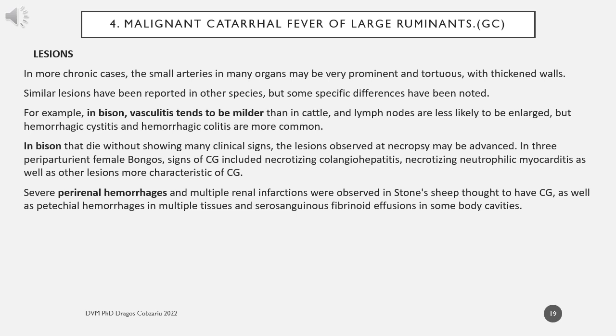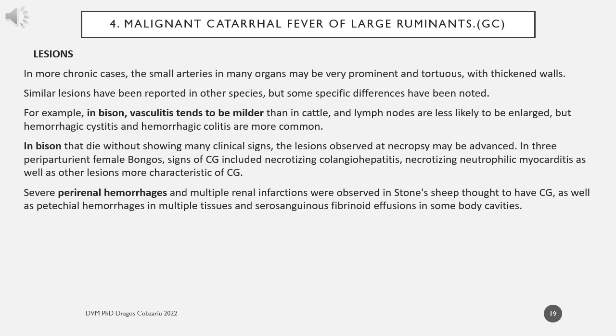Similar lesions have been reported in other species, but some specific differences have been noted. For example, in bison, vasculitis tends to be milder than in cattle, and lymph nodes are less likely to be enlarged, but hemorrhagic cystitis and hemorrhagic colitis are more common. In bison that die without showing many clinical signs, the lesions observed at necropsy may be advanced.